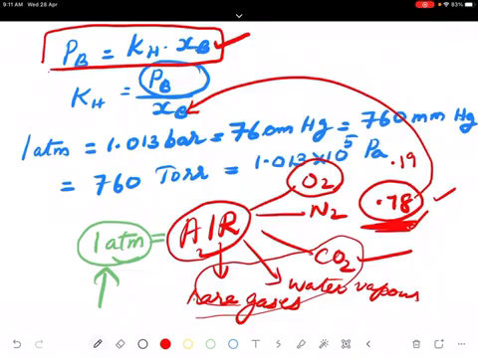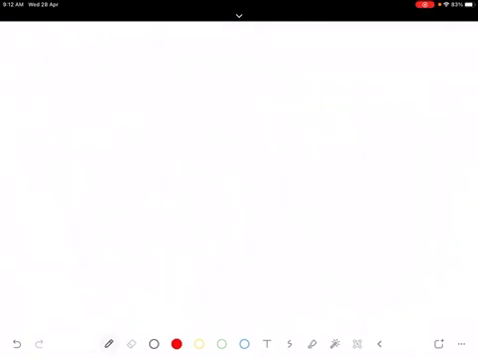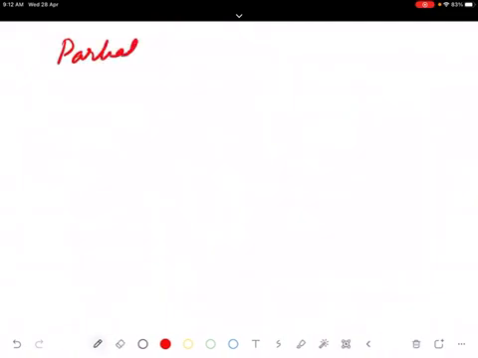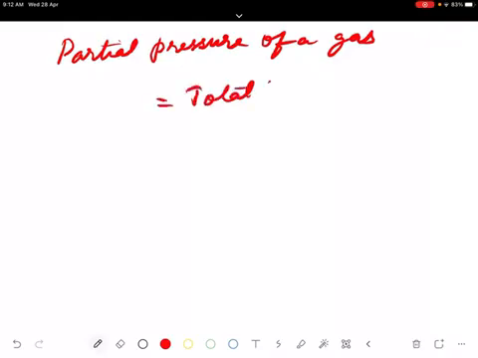Now, how can you find out this partial pressure? You can find it out from the mole fraction. How can you find out the partial pressure of a gas? In the case of air, total pressure is 1 atm. Last year we learned that the partial pressure of a gas is equal to the total pressure into its mole fraction.